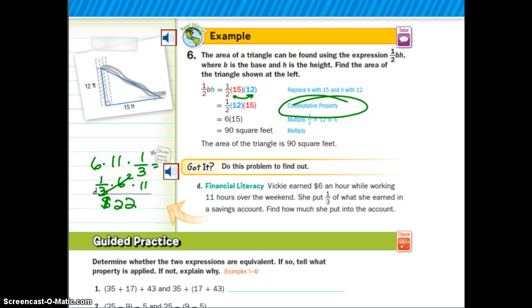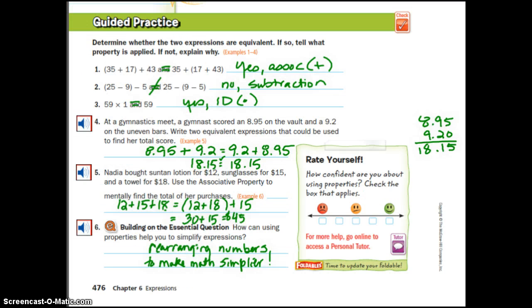Now it's your turn. Please complete the guided practice. Come back when you're done. Did you get what I got for number 1? Yes, the associative property of addition. No, subtraction. 3, yes, the identity property of multiplication. Number 4, when we switch the order, we still get the same answer of 18.15. And then lastly, we have 12, 15, and 18. We have to add them together.